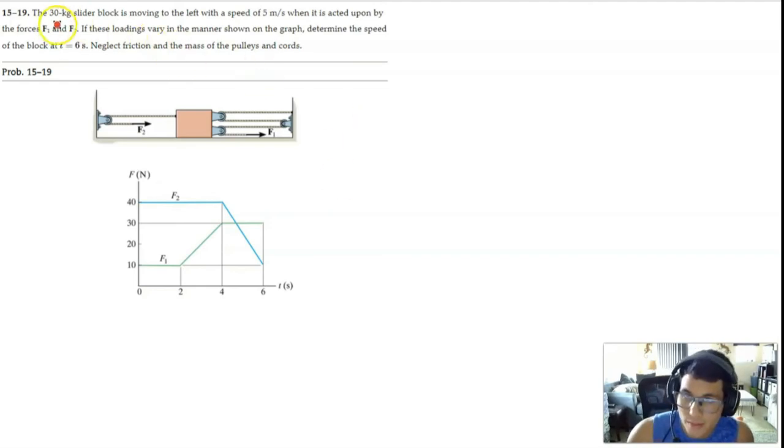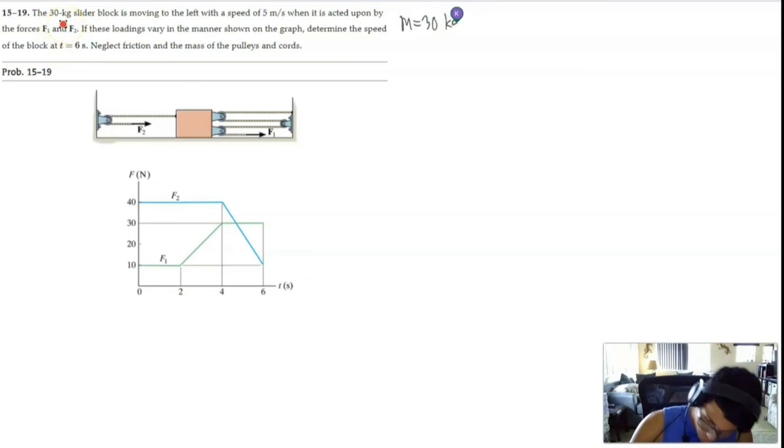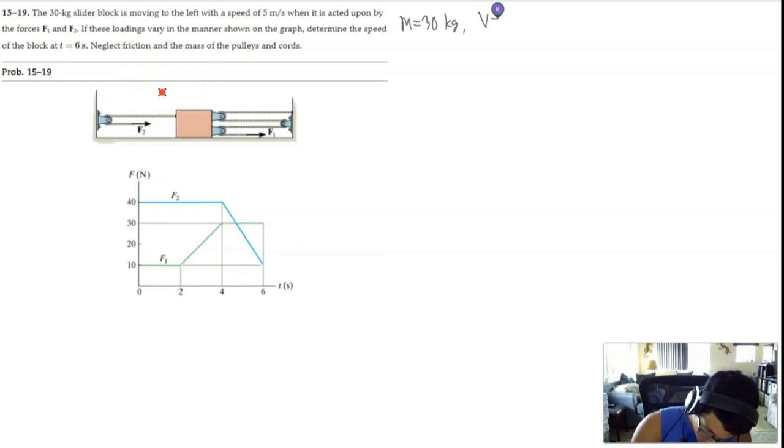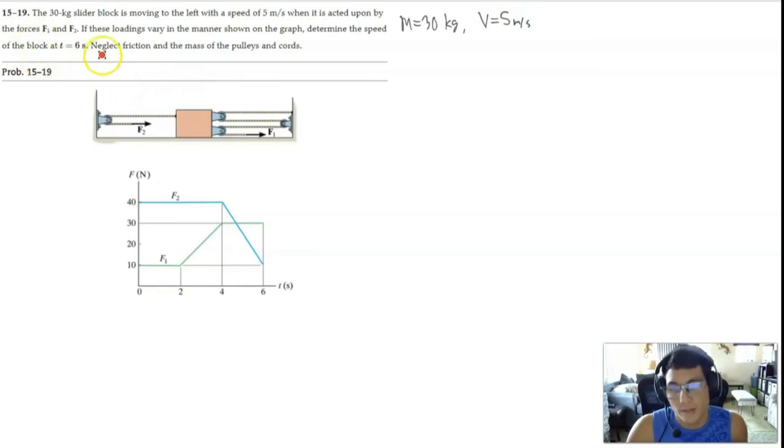Okay. Well, we have the mass. Let's write down the mass. M is equal to 30 kg. Let's write down another constant. Oh, so the block is moving to the left with the speed. So it is going this way. Nice, they tell us. Okay, it's moving to the left, which is equal to 5 meters a second, when F1 and F2 act on it.